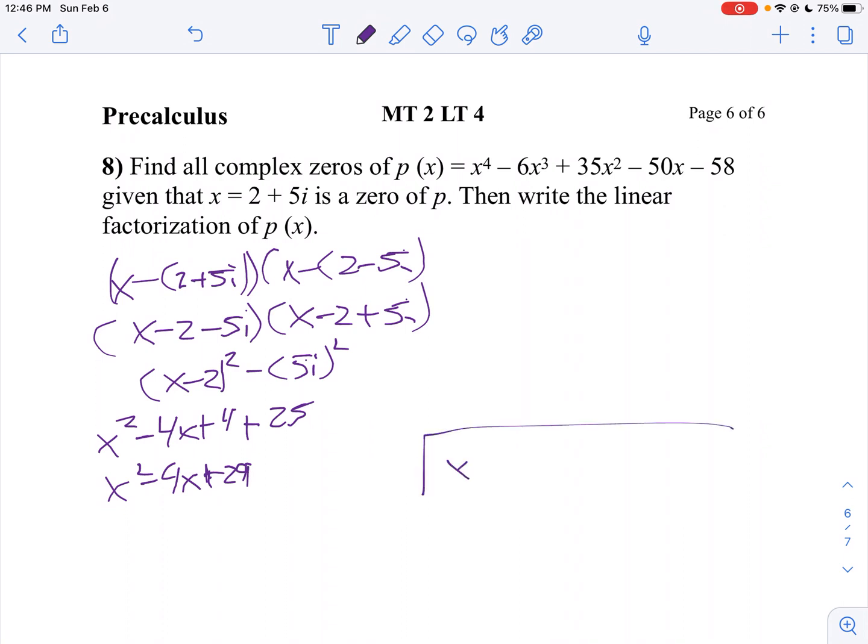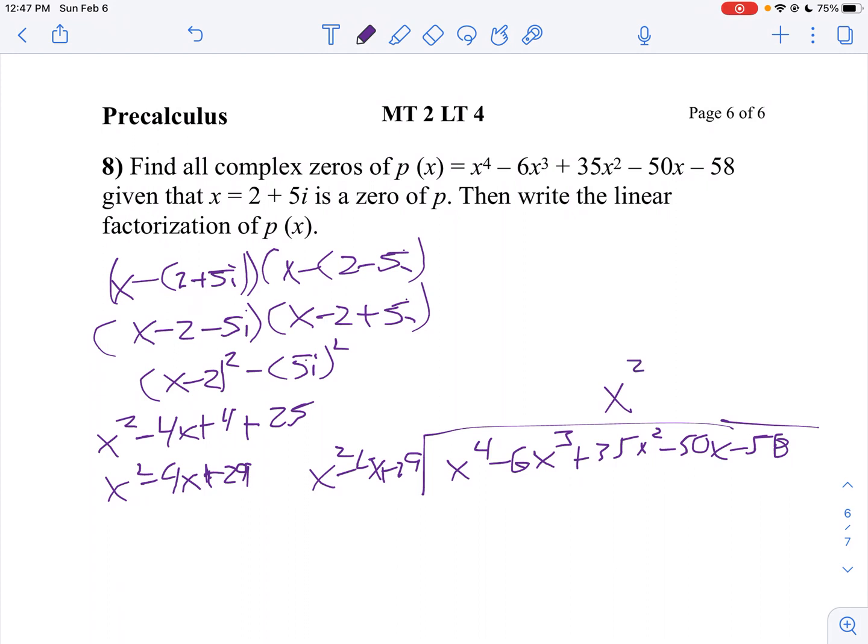So I'm going to say x to the fourth minus 6x cubed plus 35x squared minus 50x minus 58. I'm going to divide that by x squared minus 4x plus 29. So now let's say I'm going to multiply by x squared first. All right, so I just get x squared. So that gives me x to the fourth minus 4x cubed, and then plus 29x squared.